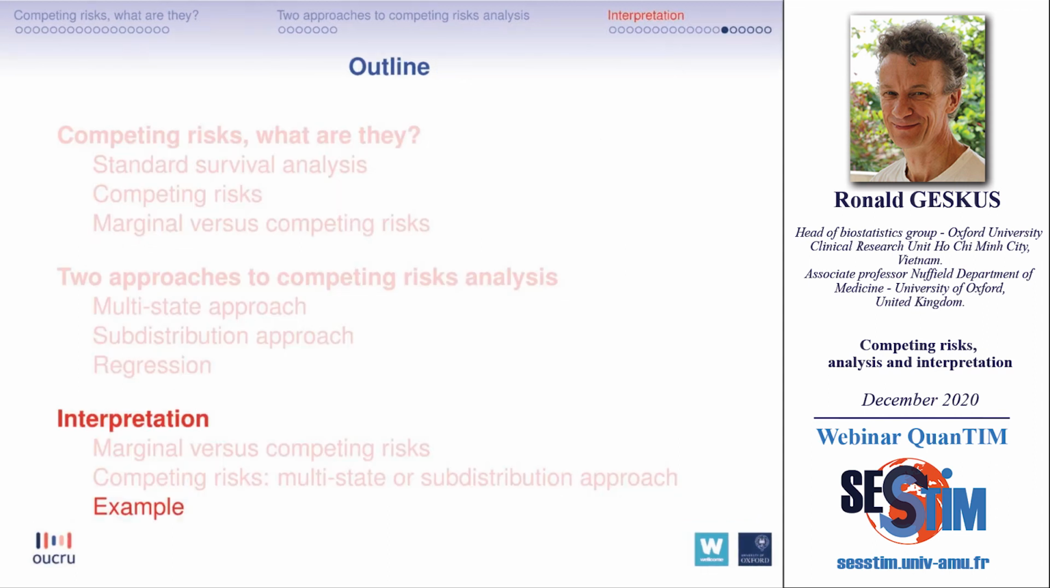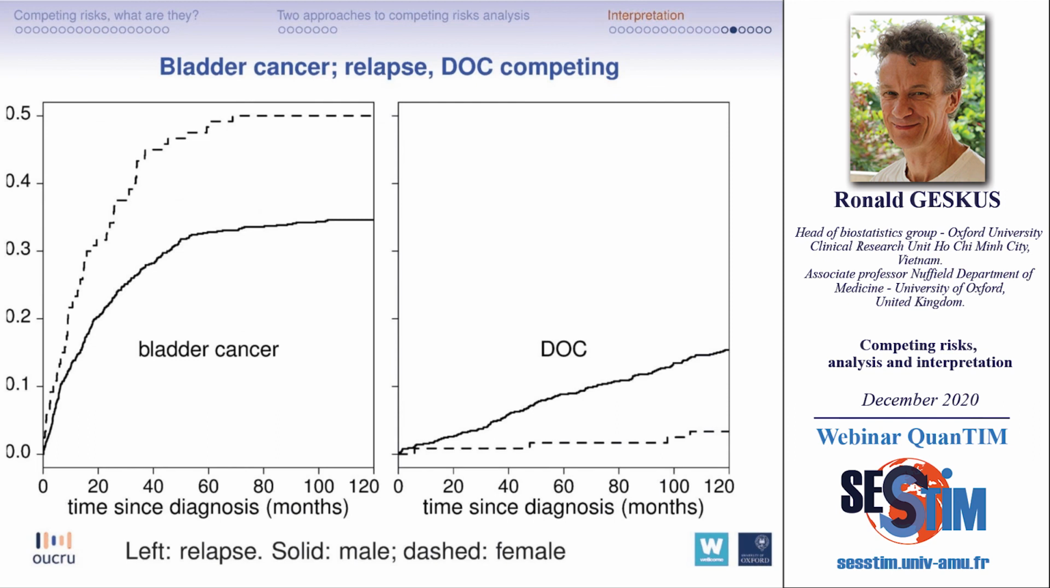I'm almost at the end. I want to end with one example. I have a couple of examples, but I can only choose one. So I told you before, there's a lot of confusion with respect to the interpretation. And this is an example from my own life. I was asked to be a member of a PhD committee, and I read the PhD thesis. It was written by a PhD student in statistics, by the way. And she used this example. So individuals that had bladder cancer, they were treated, and then the endpoint of interest was relapse of bladder cancer.